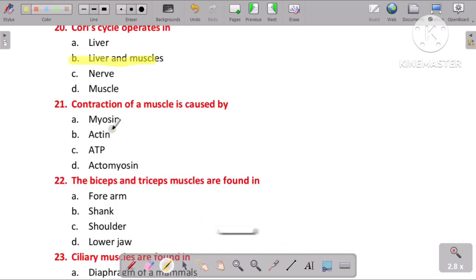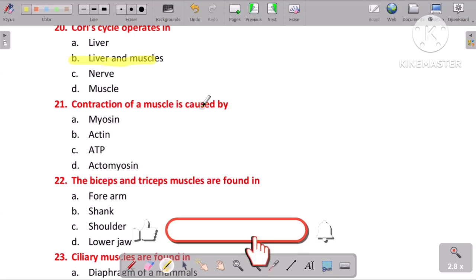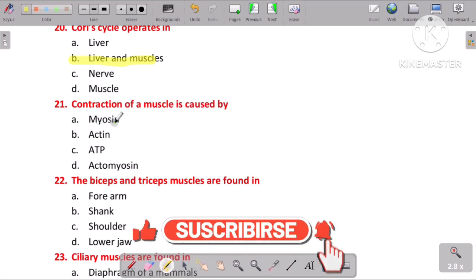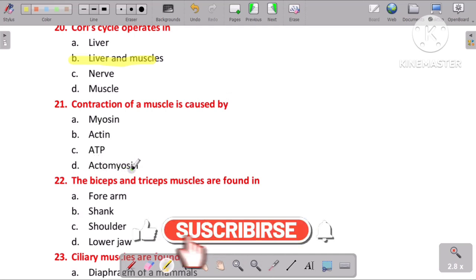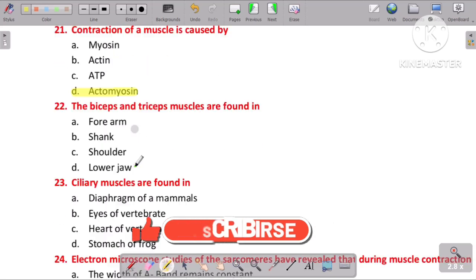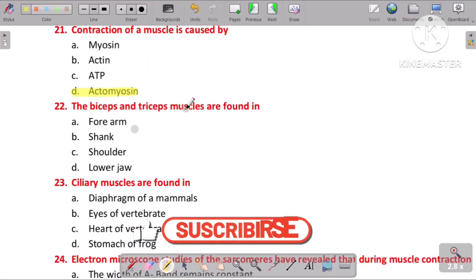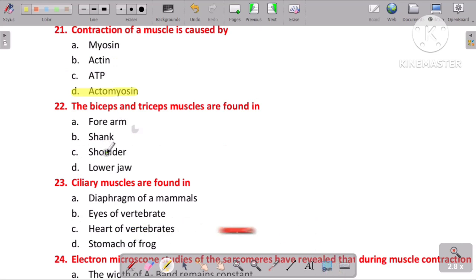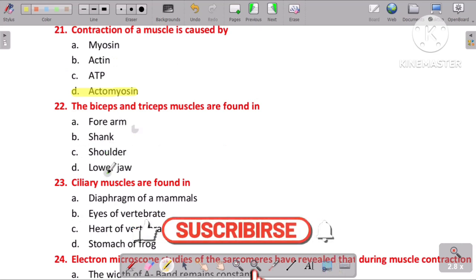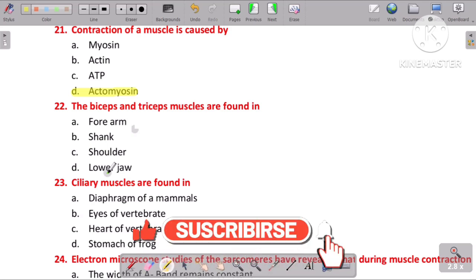So the next question is: contraction of muscle is caused by option A myosin, option B actin, option C ATP, option D actomyosin. So the right answer is option D, actomyosin. The next question is: biceps and triceps muscles are found in option A forearm, option B shank, option C shoulder, option D lower jaw. So the right answer is option A, forearm.